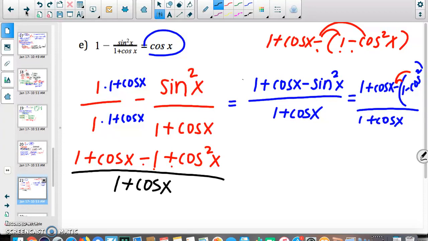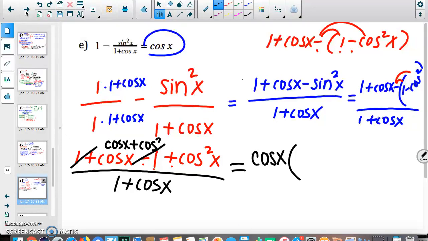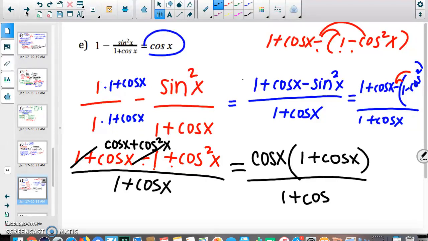I'm getting excited because 1 minus 1 is 0. So I don't really care about adding 0. And so I'm left with cosine plus cosine squared. Well, I can factor out a cosine, right? So this up top is just cosine plus cosine squared. So I can definitely factor out a cosine, and I'm left with 1 plus cosine over 1 plus cosine. And suddenly, I see the light, and I'm done.